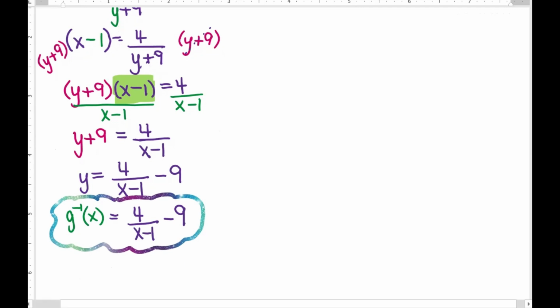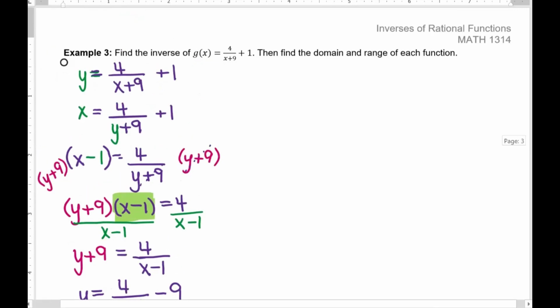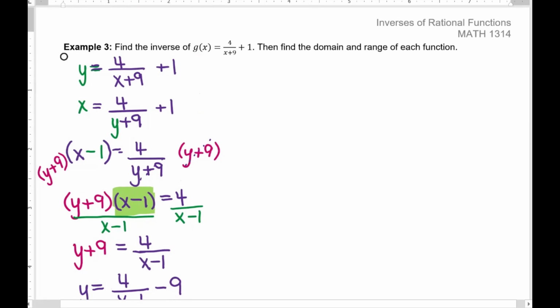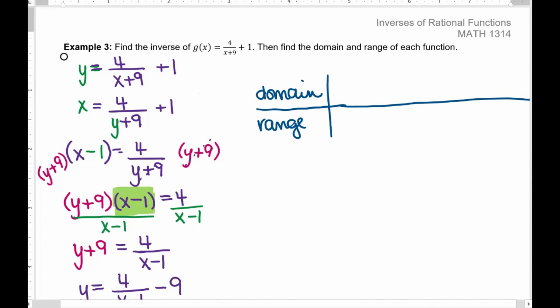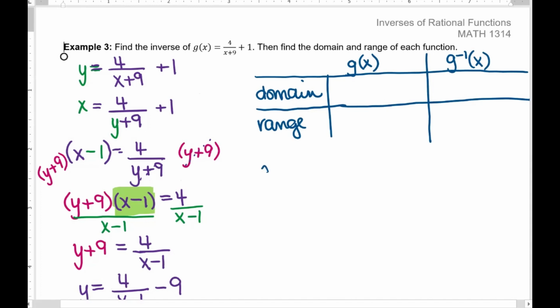We still need to do domain and range. Because we need to do domain and range, I'm going to go ahead and create my chart to keep everything nice and orderly. So my first row will be domain, second row will be range, and then my columns are going to be for my two functions. I'm going to have my original, g of x, and I'm going to have my inverse, which was g inverse of x.